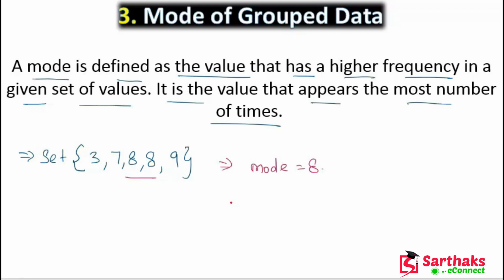A set of values may have one mode, or more than one mode (2 modes, 3 modes), or it may have no mode at all. Let's move on.